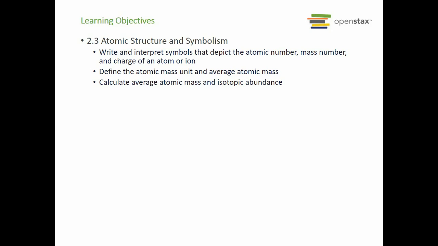Hello, class. We're going to do chapter 2.3, Atomic Structure and Symbolism. The objectives are to write and interpret symbols that depict the atomic number, the mass number, and charge of an atom or ion, to define the atomic mass unit and average atomic mass, and calculate average atomic mass and isotopic abundance.